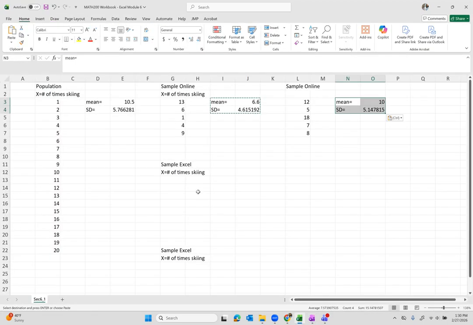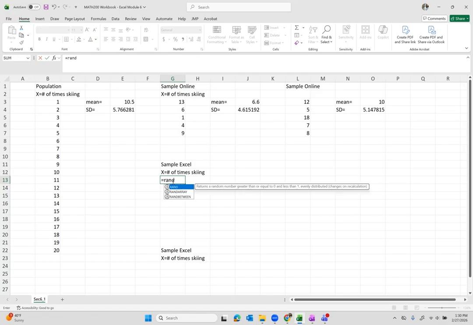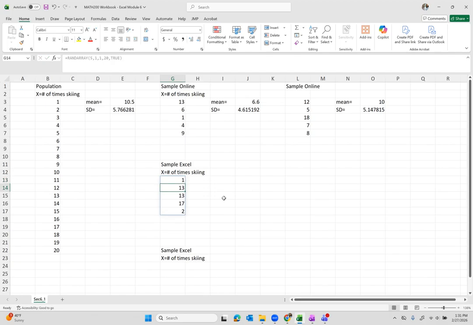I'm going to ask Excel to generate random numbers, so I can use RANDARRAY, and it asks me how many rows. I say 5 rows, comma, how many columns. I want only one column. What's the minimum and the maximum, 1, 20. And the next part is whether you want an integer or a decimal. I have to say true for integer. I want integers. So it generated this 1, 13, 13, 17, and 2.